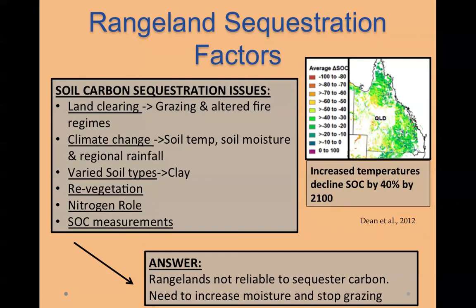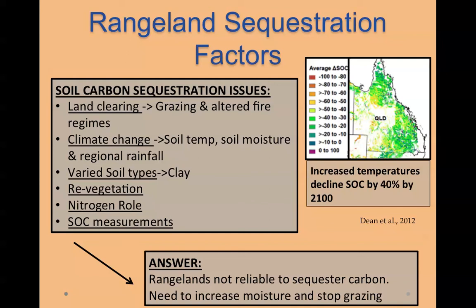And we also have to look at how we're going to measure it. We need a pilot study. No one's really studied this very well in Australia, so what are we going to do about it? And nitrogen? Do we need to consider other elements, or are we just looking at carbon? So the answer to our problem: rangelands are not reliable to sequester carbon currently.